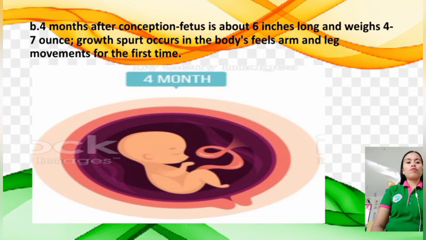4 months after conception. Fetus is about 6 inches long, so nag 2 times ang iyang kataas from 3 months to 4 months. And weight 4 to 7 ounces. Growth spurt occurs in the body. The fetus feels arm and leg movements for the first time. So, performance na ang tiyan or ang fetus sa usa ka buros, didto na niya ma-feel ang first time nga paglihok sa baby sa iyahang tiyan. So I have here a photo of a 4-month fetus or baby in a womb of a mother.